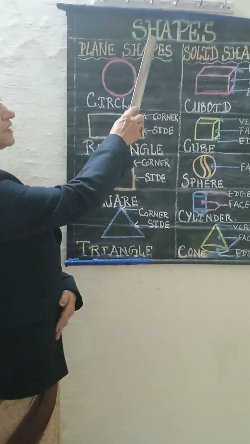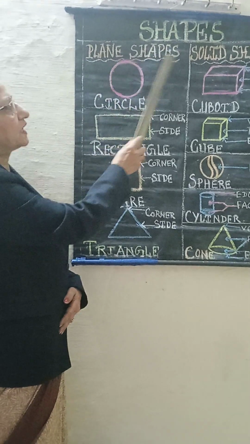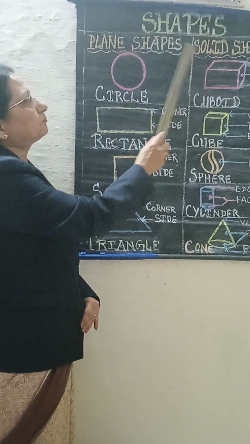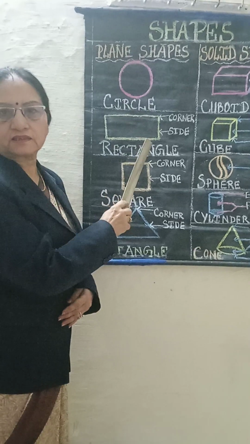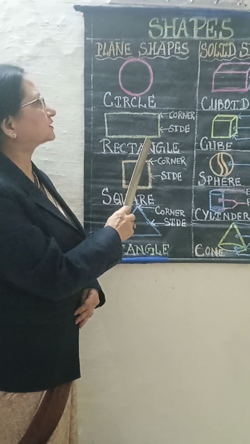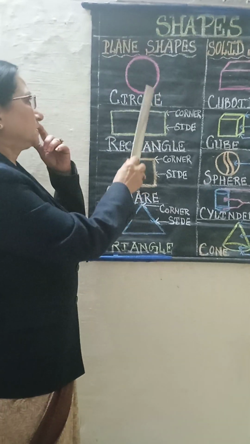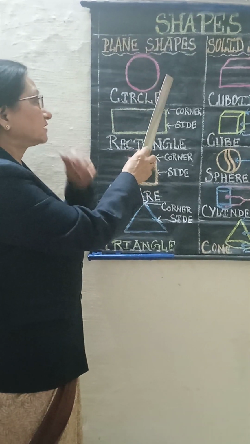Today's topic is shapes. Plane shapes and solid shapes. Plane shapes you have already studied in class 1. Let us revise again. Circle. In the circle there is no side and no corner.